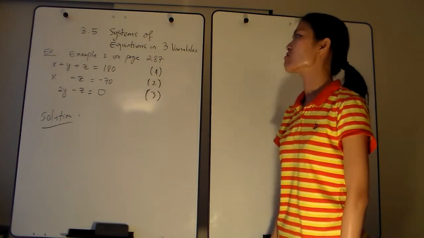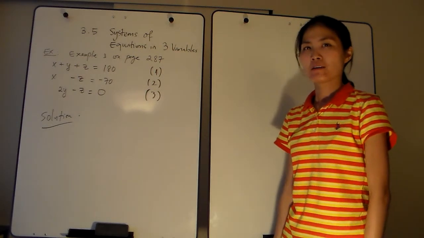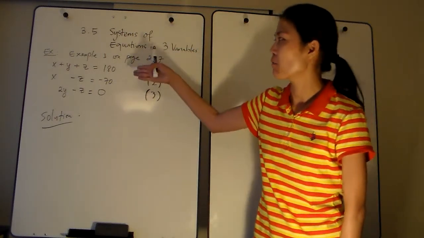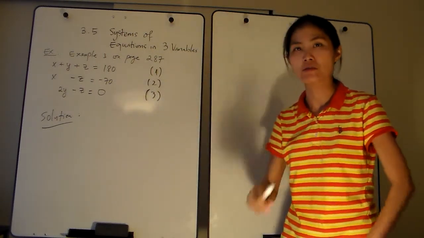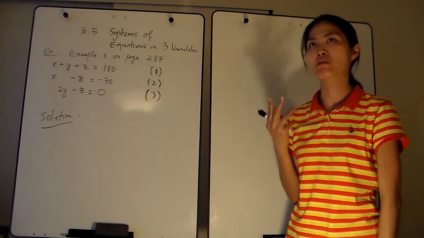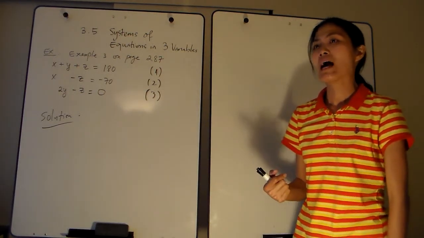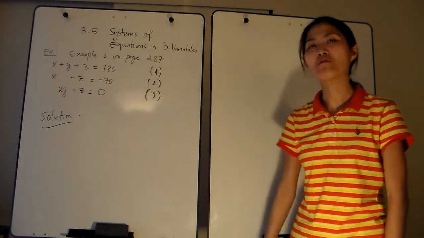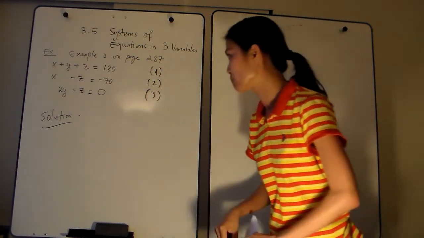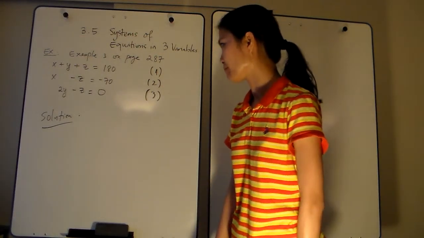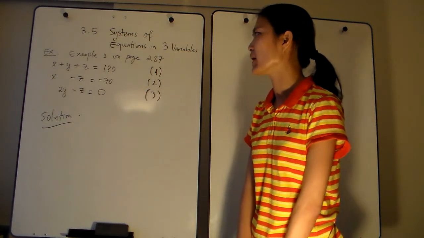Alright, to solve a system of 3 equations, you need to shrink from 3 equations to 2 equations. Another way of saying it is that you convert from a system of 3 equations with 3 variables to a system of 2 equations with 2 variables. That's what we're looking for, okay? To do that, you need to eliminate 1 variable. So which one do you want to eliminate?